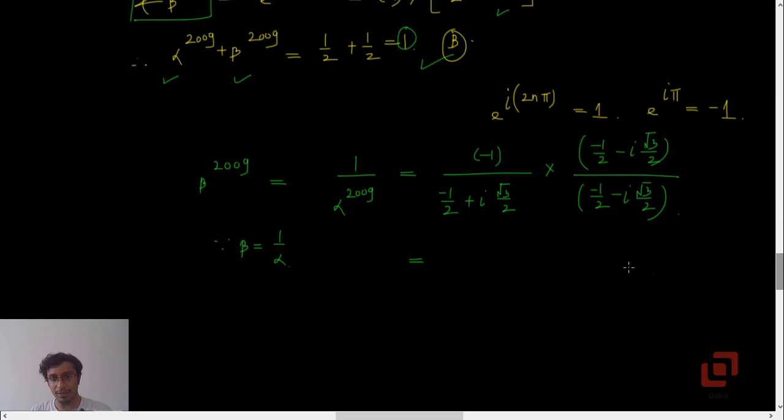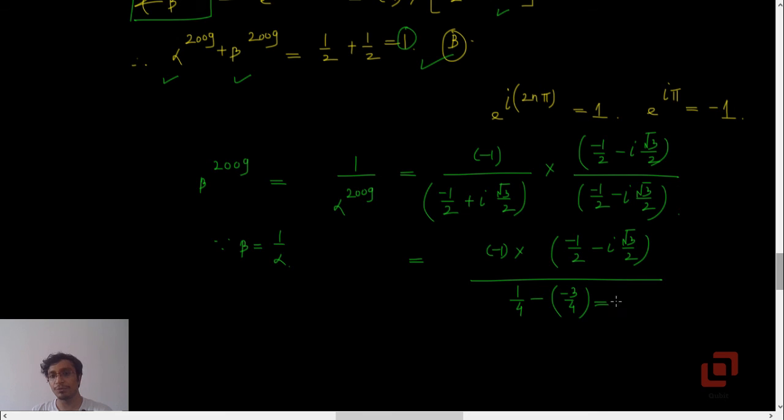Now you observe the following. Keep this minus sign as it is, or minus 1, and also keep this term as it is. Let's focus our attention on the denominator. This is a plus b into a minus b, so it will be a squared minus b squared. i squared is minus 1, root 3 by 2 squared will be 3 by 4. So 1 by 4 plus 3 by 4 will be 1. So there's no need to write it.